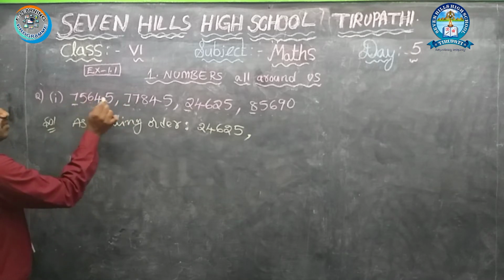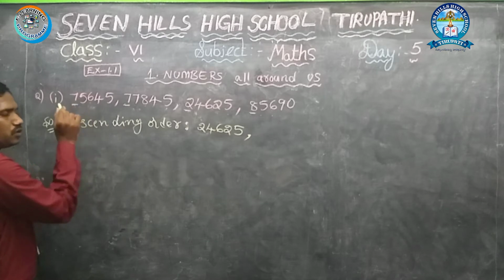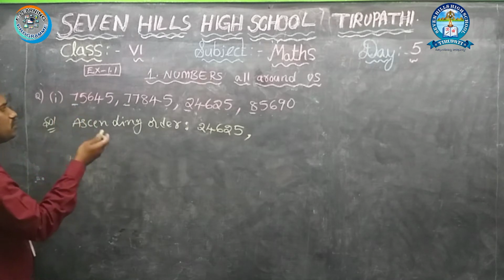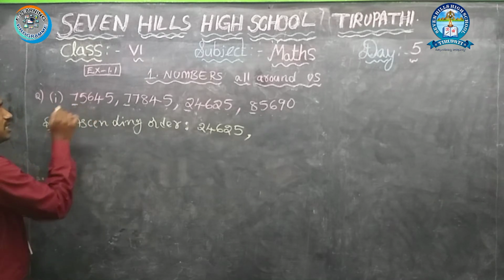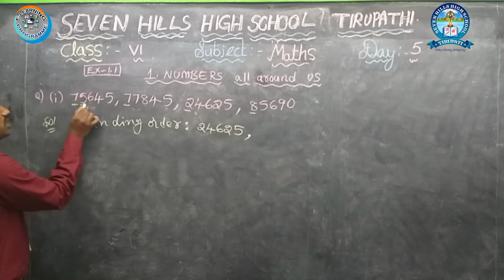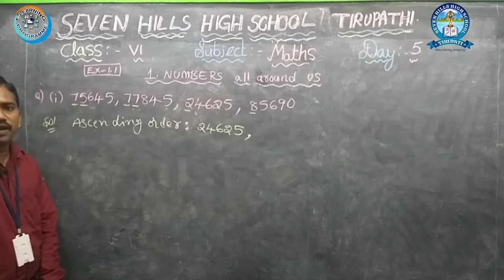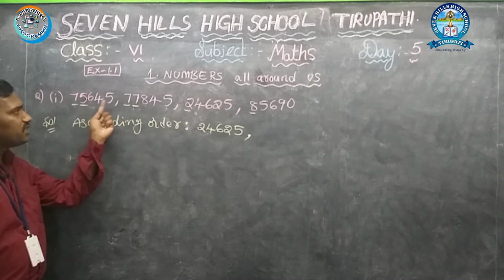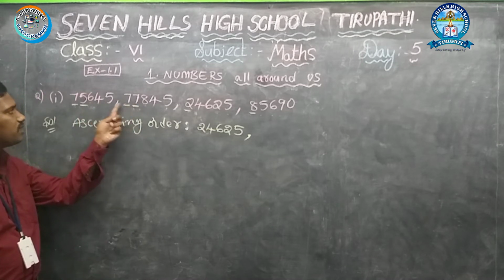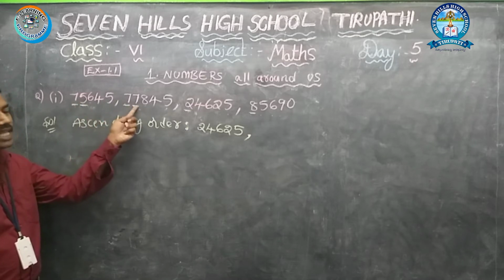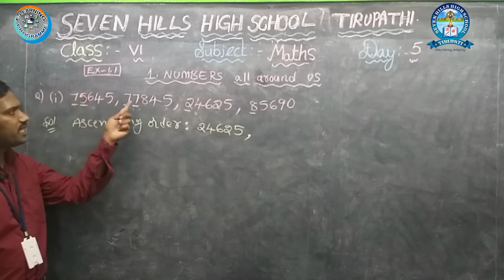Here the 10,000s place and the 10,000s place are the same. So we are moving to the next place, that is the thousands place. Here the thousands place is 5 and here it is 7. We are finding the smallest number between these two numbers. So 5 is less than 7.